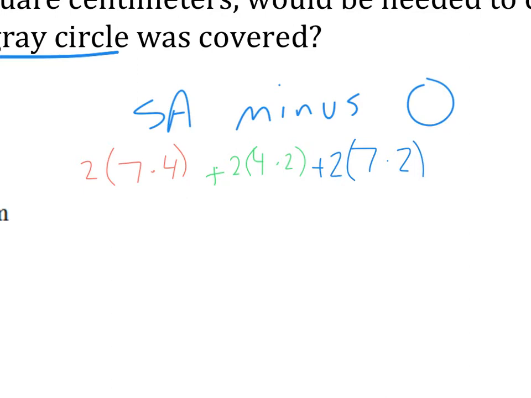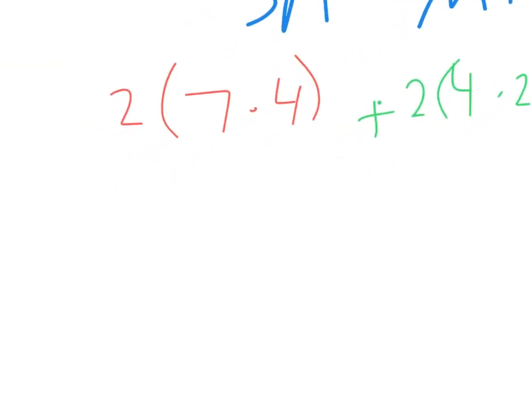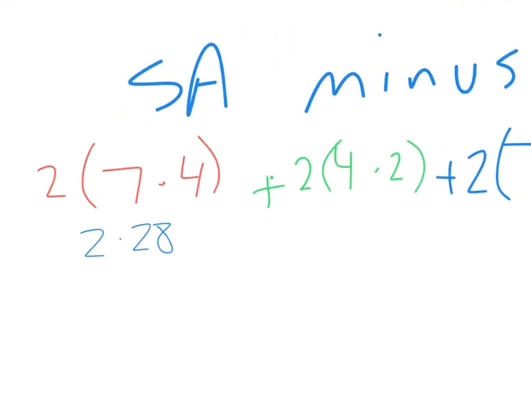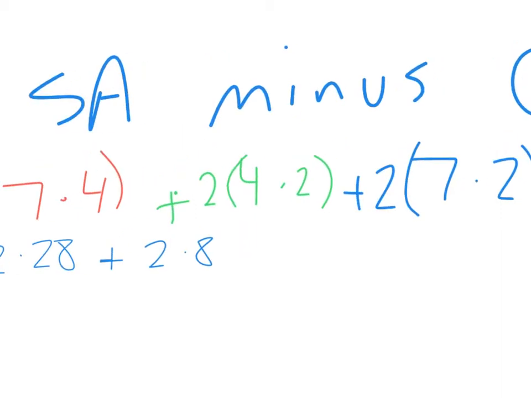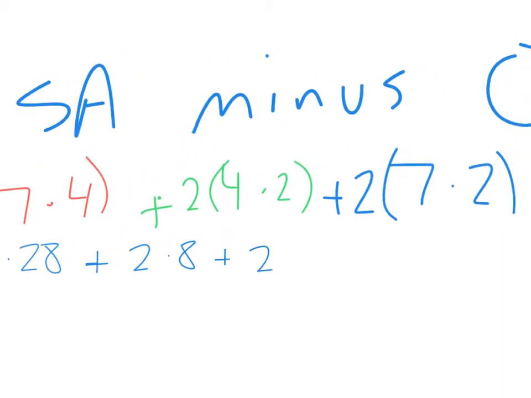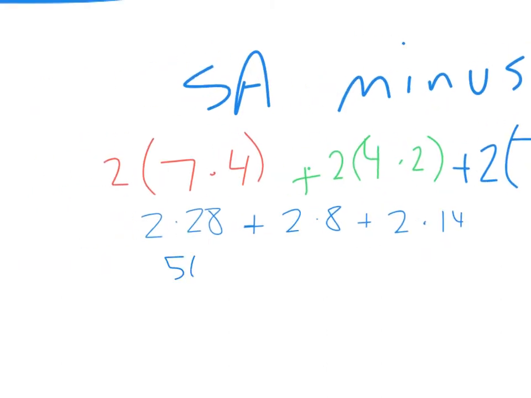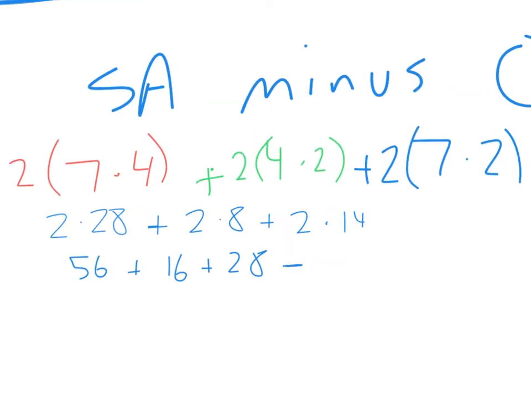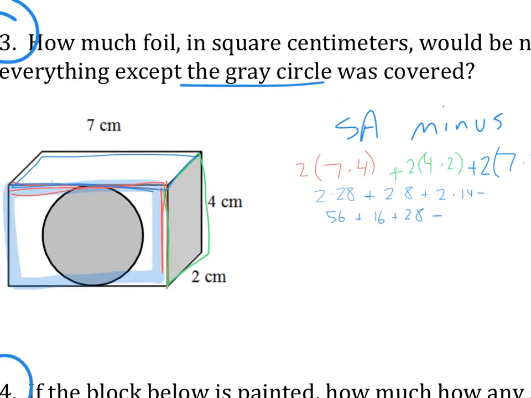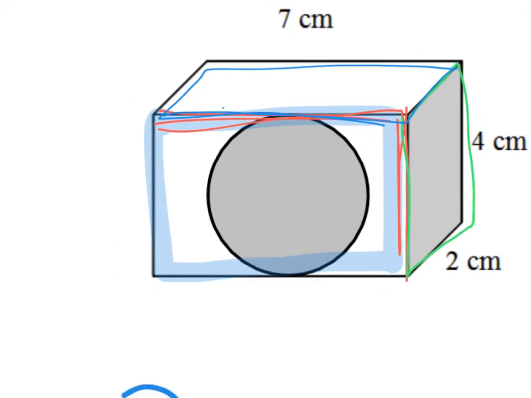So for the surface area of the whole thing, I have 28 times 2, because there's a front and a back. I have 8 times 2, because there's a left and the right. And I have a 14 times 2, because there's a top and a bottom. So all told, 56, 16, and 28, minus the circle's area. Now the circle in 3 and 9 is just on the front.